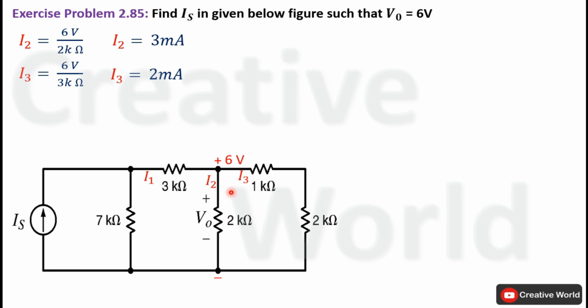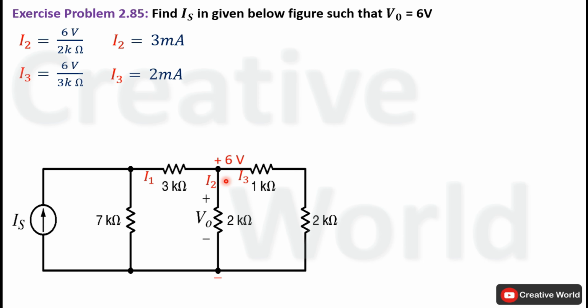Directions of these currents will be downward because current entering a terminal is taken with positive sign and current leaving a terminal is taken with negative sign. Similar case will be here. In order to make this point positive, the direction of current should be downward. So both of the currents will be leaving from this node.